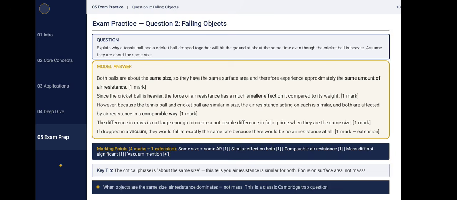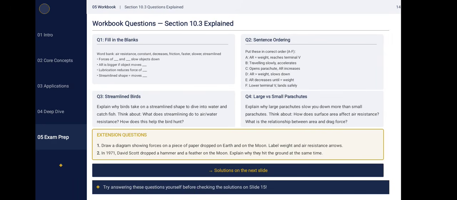So, the difference in mass is not large enough to create a noticeable difference in falling time when they have the same size. If dropped in a vacuum, they would fall at exactly the same rate because there would be no air resistance at all. This is the extra thing that you can say, like in vacuum, because according to your question it is not mentioned how they are going to move in the vacuum. The last line I have given as an extension, extra material for the question as well. Got it? Now moving towards your workbook.